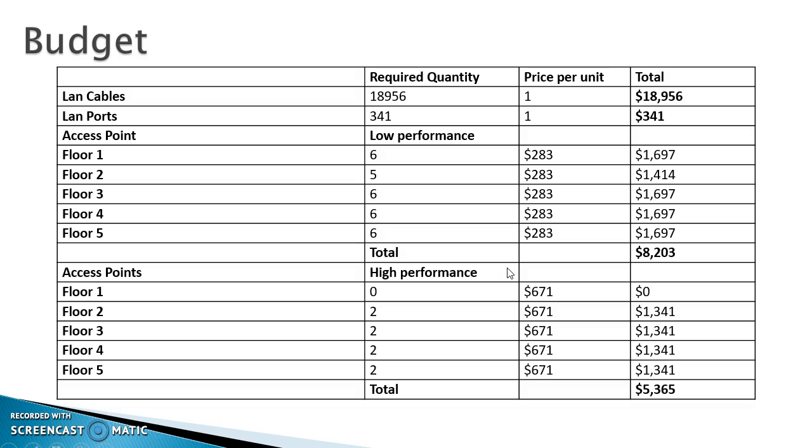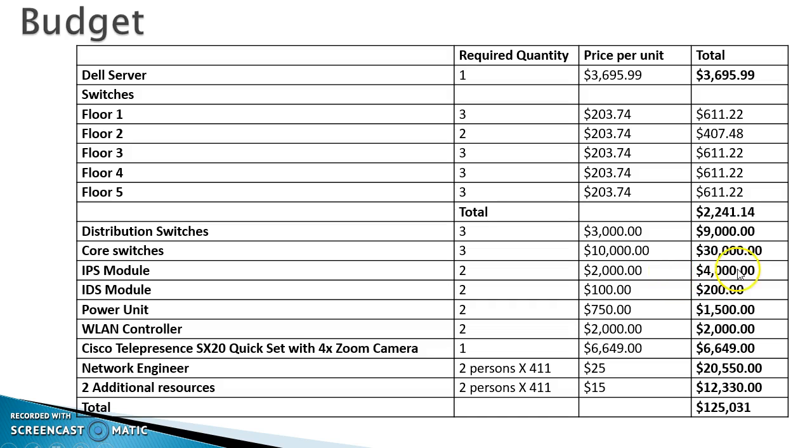Moving on to the budget, as we've already shared the cost of each equipment. This budget is based on the estimate of how many equipments we would need, what the cost is, and the total cost which would come for each of these components, including network engineers and additional resources. This would come to about $125,000.